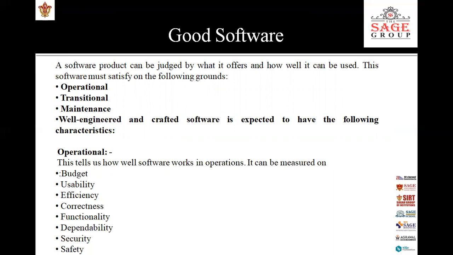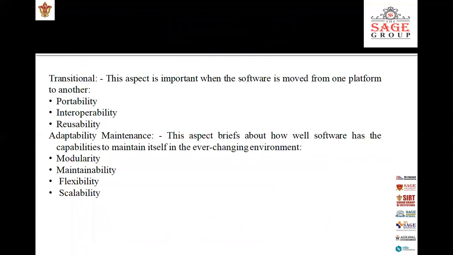If we talk about the operational aspect, this tells us how the software works in operation. It can be measured on budget, usability, efficiency, correctness, functionality, dependability, security, and so on. So these are the operationals. Now we talk about the transitional aspect. Transitional is important when the software is moved from one platform to another, like portability, interoperability, and reusability.